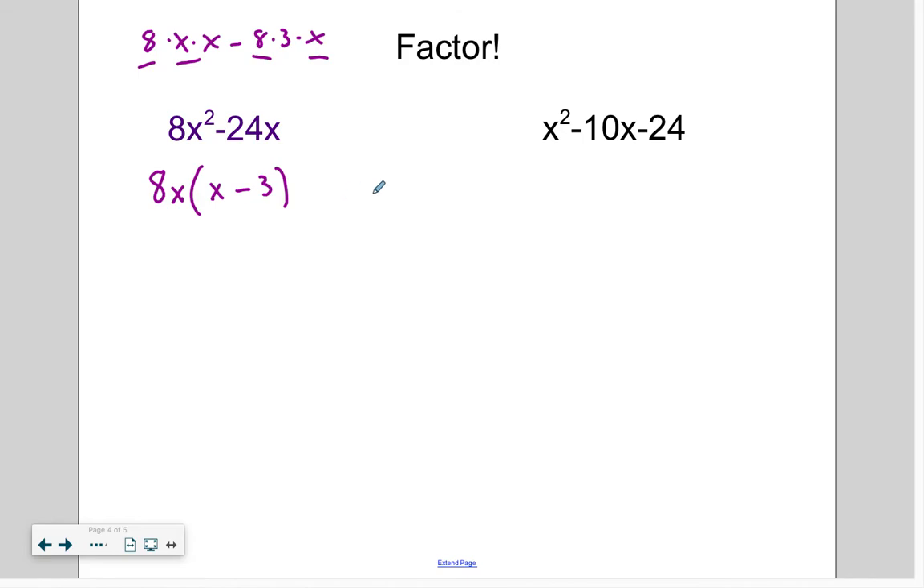We're just writing this as a product. I need factors of negative 24 that add to 10. If you're thinking 6 and 4, you are incorrect. I love this question because there's more than one option here.